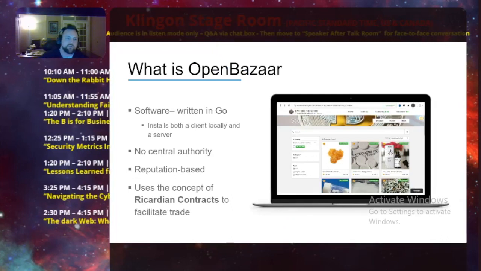So OpenBazaar software, written in Go, when you install it, would install both a client and a server locally. Even though I say peer-to-peer, your client was a fat client that would leverage your local server to connect into the network, and that local server was the peer-to-peer part of OpenBazaar. No central authority, reputation-based. It used something called Ricardian contracts, which means they can legitimately track signed agreements between two parties, and it cannot be forged or changed after the contract has been signed by both parties.